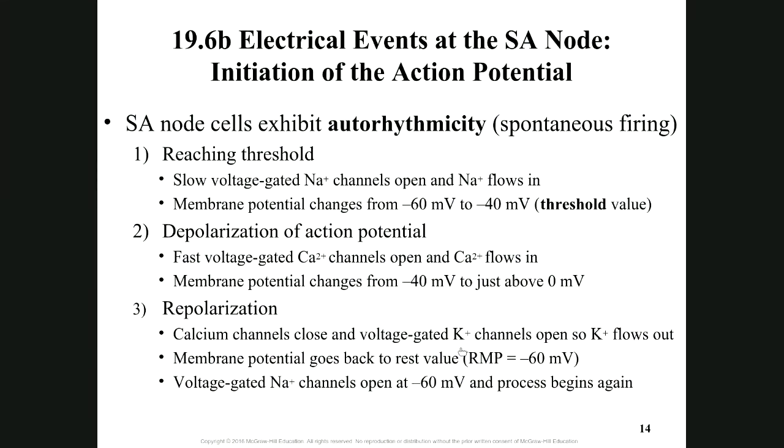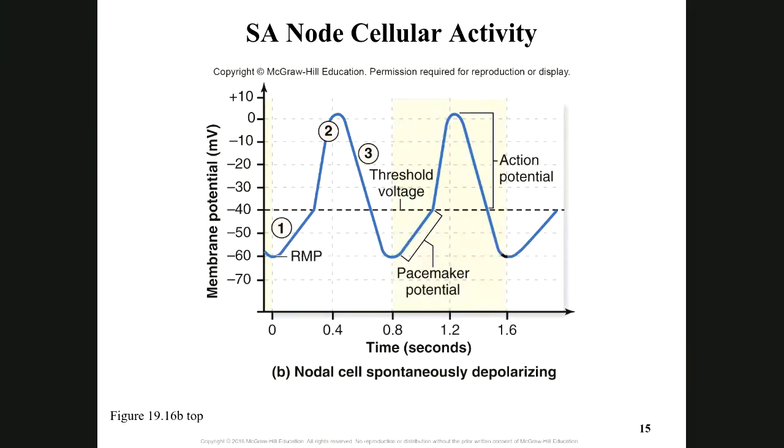And again, membrane potential reaches back to the resting value. And again, when we reach negative 60 millivolts, the voltage-gated sodium channels become open, and the next action potential is created here. Here you can see this graph, the graph of action potential in nodal cells.